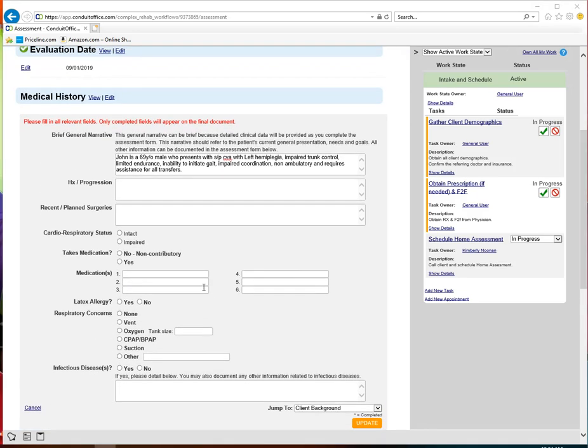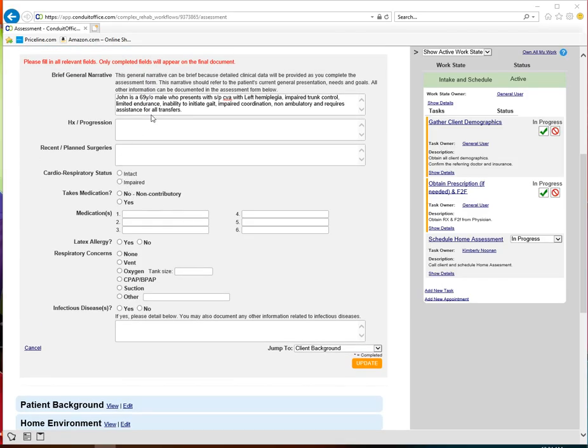Now we'll go down history and progression, any information we can put in, any recent surgeries, how's the patient's cardio. So our John here is okay, but if the patient had COPD or CHF, you want to put that in over here, respiratory concerns, is he vented? Any sort of information we have in this regard, you want to include it and press update. We're going to go into client background.